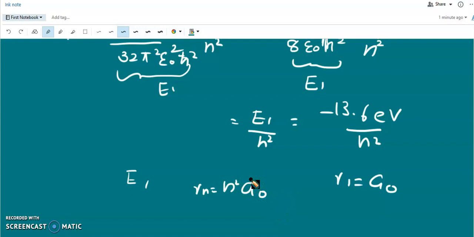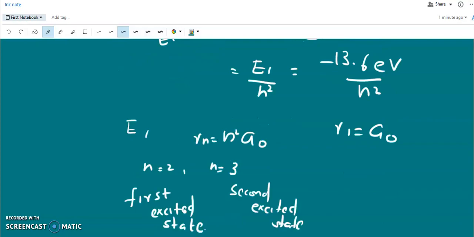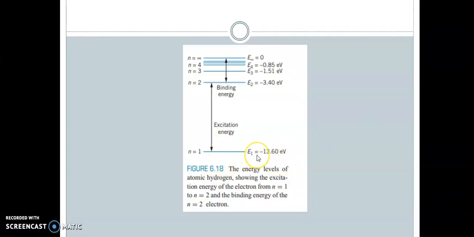And the higher energy levels corresponding to n equal to 2, n equal to 3, etc. are called the excited states. So n equal to 2 corresponds to the first excited state, and n equal to 3 corresponds to the second excited state. So this is the ground state with energy E1 equal to minus 13.6 electron volt. The energy of the first excited state is E1 by 4, that is minus 13.6 by 4, that is minus 3.4 electron volt. And the energy of the second excited state is minus 13.6 by 9, which is minus 1.51 electron volt. So these are all excited states.